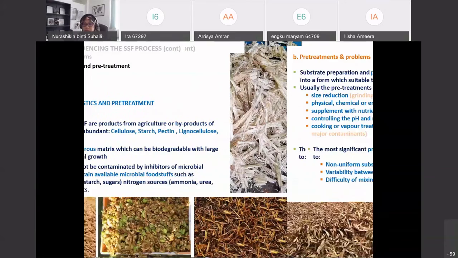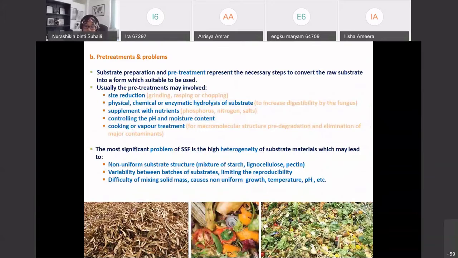So before we start any solid state fermentation, when we want to use the agricultural residues, it is very important to do some sort of pre-treatments. Yeah. So what is meant by the pre-treatment is how we're gonna prepare the substrates so that it will be used easily. It can be accessed easily by the microorganisms. So the pre-treatment involves several necessary steps, such as size reduction.